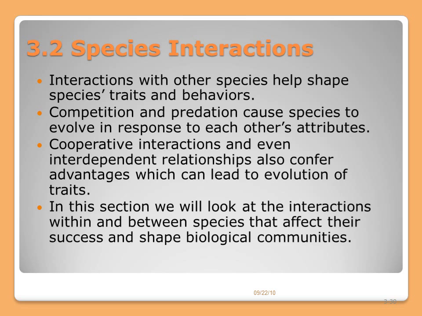But when they interact with other species, there's competition. So the rabbit might have other rabbits that it's competing with, and predation, like the fox trying to chase them down, that cause the species to evolve or change in response to others' attributes. And what I'd like to point out here is that when we look at evolving, we can be talking about something as simple as the rabbits who happen to get the fastest genes, those are the ones that are going to survive to the next generation.